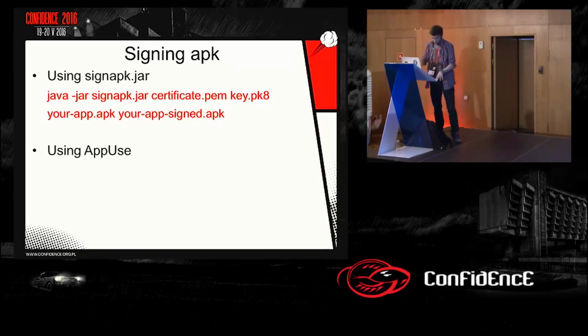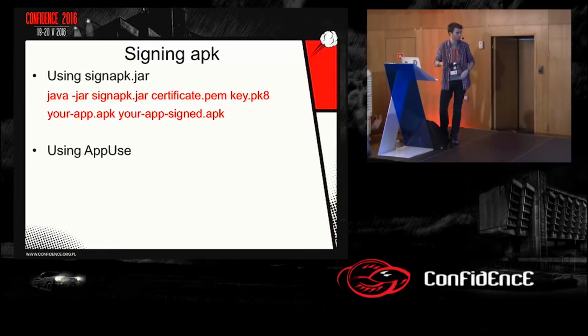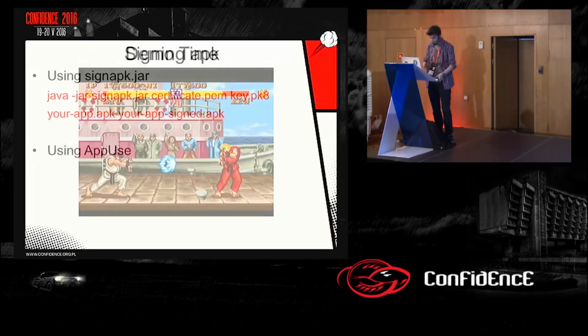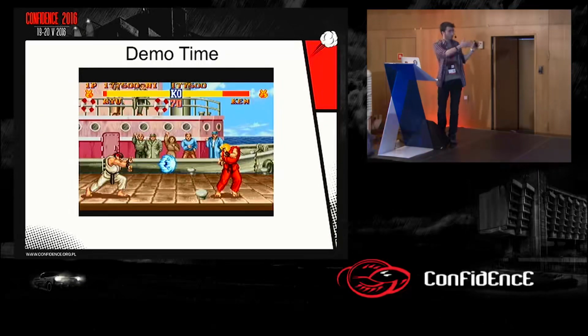Another important thing in our process of reverse engineering is signing the APK. After we modify our application, we need to sign the APK, because if not, you will not be able to install it on the device. We can execute this command using signapk.jar, or if some of you use AppUse, just click on recompile the application and it will automatically sign it. Now I will show you everything I said previously in a small demo.